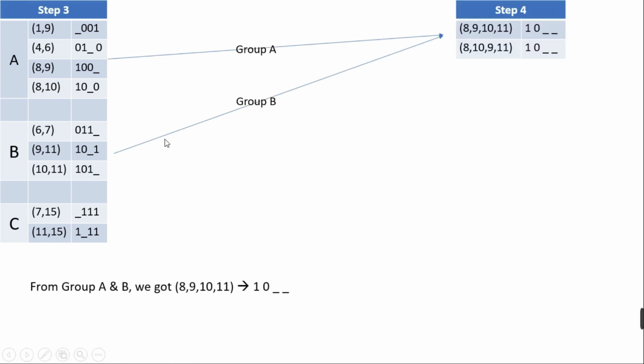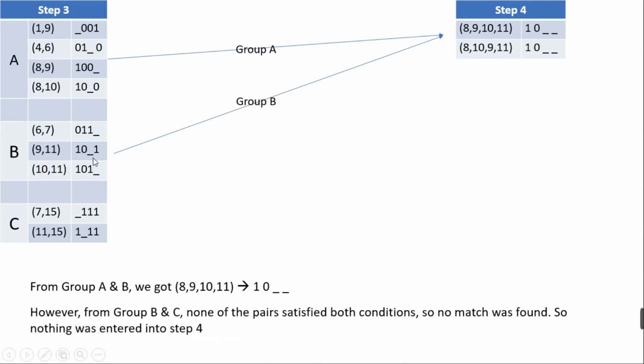Once we're done with the comparison from group A and B, I mean when we're done comparing all those main terms of group A with all those main terms of group B, we're going to get only these pairs into step 4. So from group A and B, we're going to get these numbers into step 4. So let's see what we can get from group B and C.